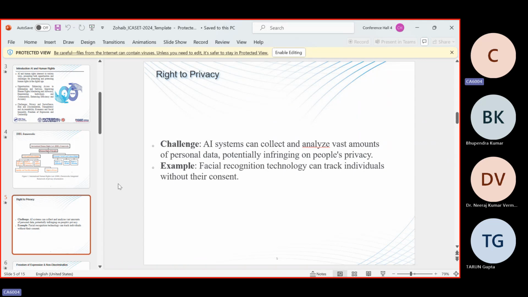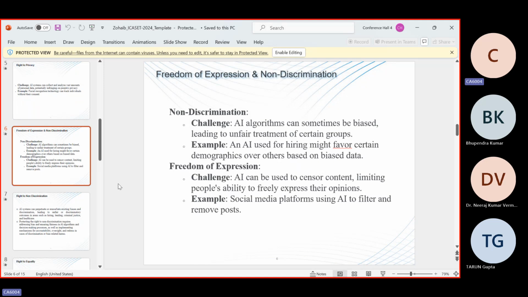For example, facial recognition technology can track individuals without their consent. Again, freedom of expression and non-discrimination is a challenge in the AI domain, where AI algorithms can sometimes be biased, leading to unfair treatment of certain groups. Facial recognition can be used on various social platforms in advertisements, and sometimes it is a big challenge to manage facial discrimination on those platforms which are being socially discussed.